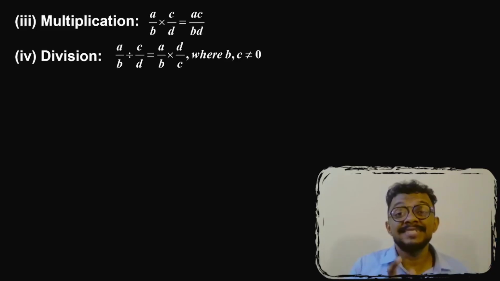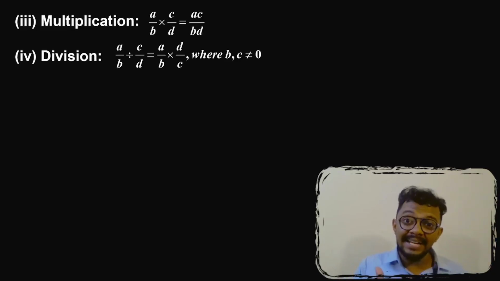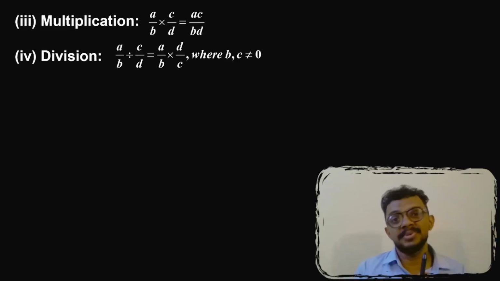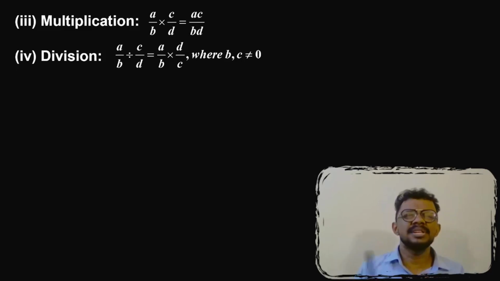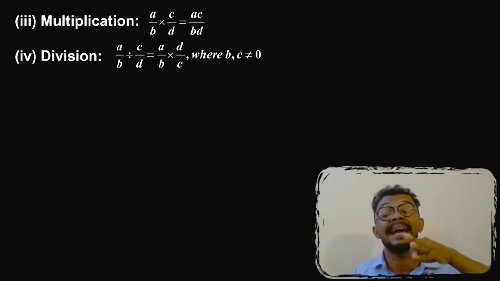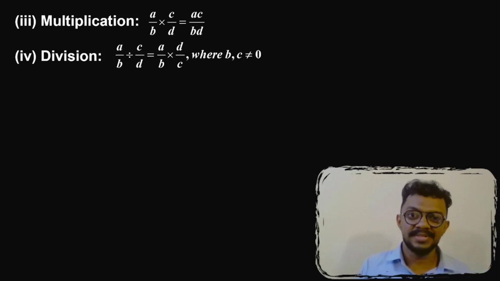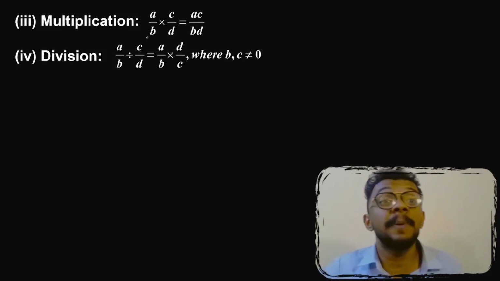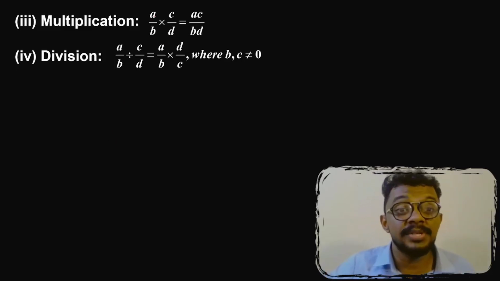Welcome back, my students. We were discussing how to add and how to subtract rational numbers. It's time to discuss how to multiply and how to divide rational numbers. Okay, how to multiply two rational numbers. Let's discuss that one first.